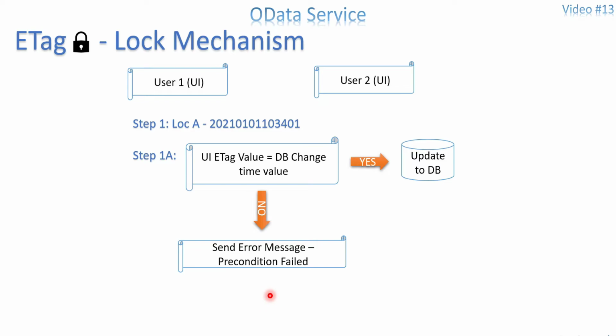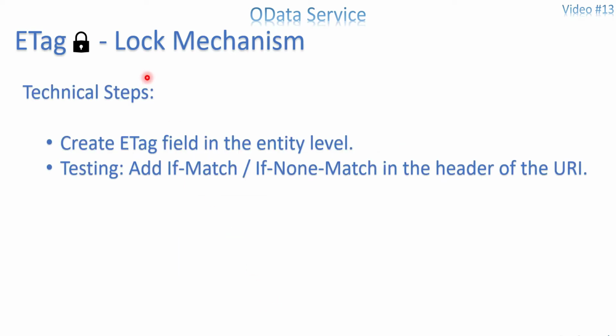A few more technical slides, then we'll go to the system. Technical steps: you have to create an ETag field at the entity level. For every entity you have an option to create or assign an entity ETag property. And while testing, you can add If-Match. This may be a little new for you, because we are going to add a new header line called If-Match or If-None-Match in the header of the URI.